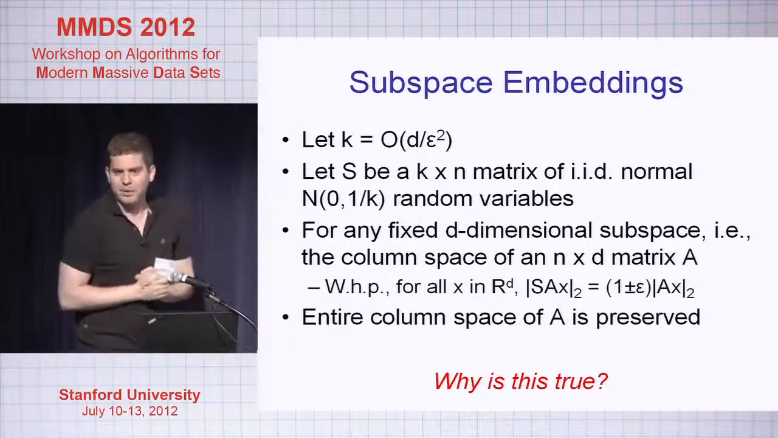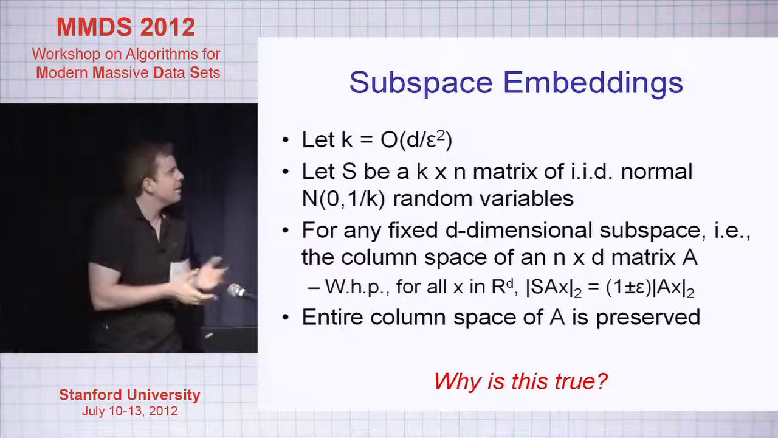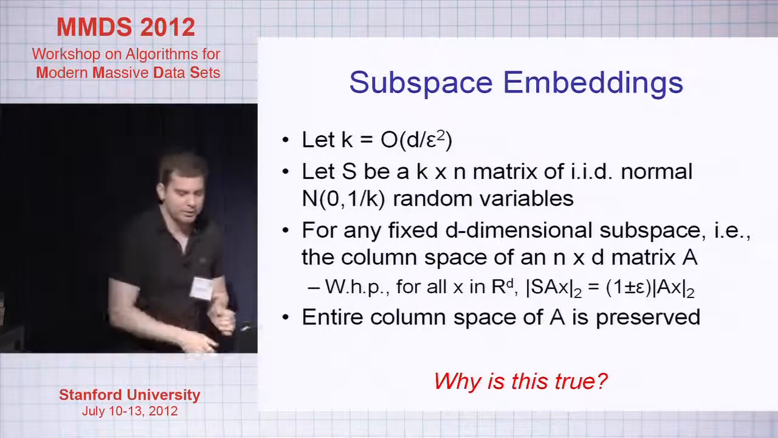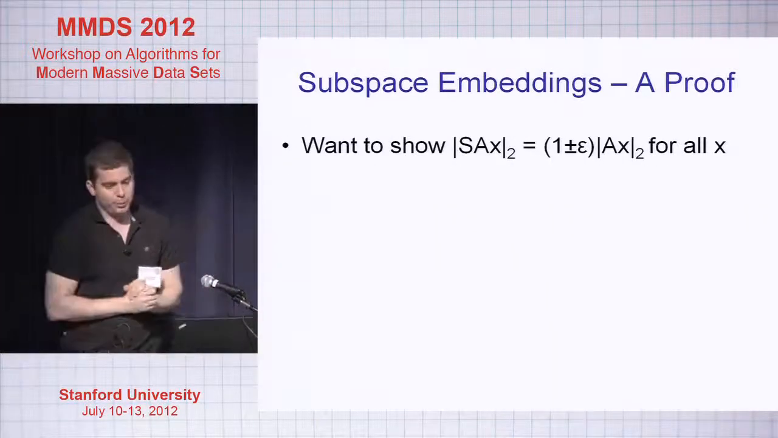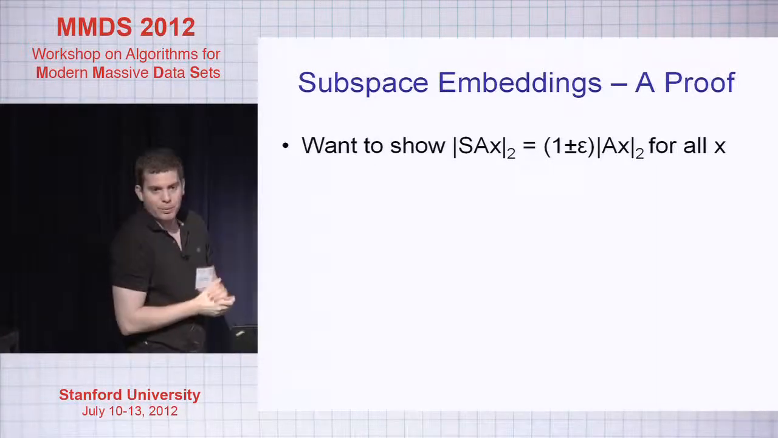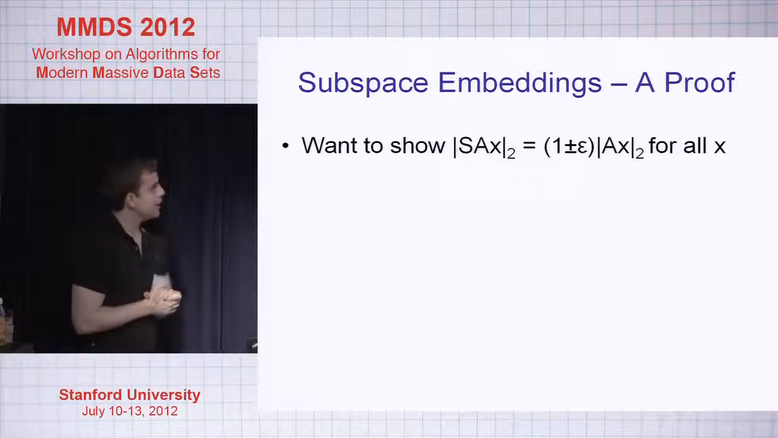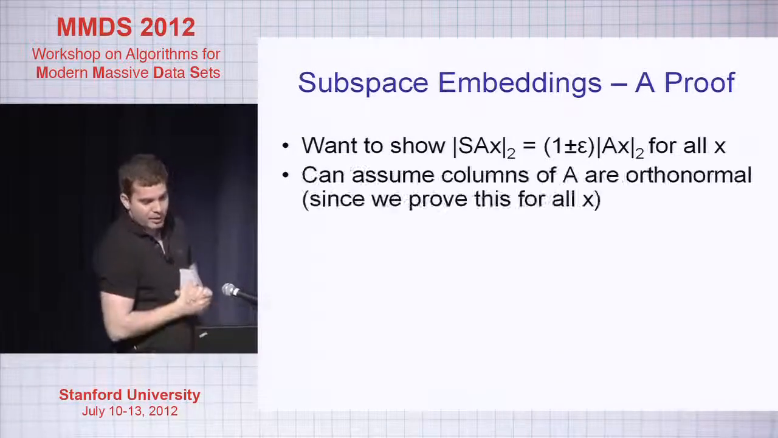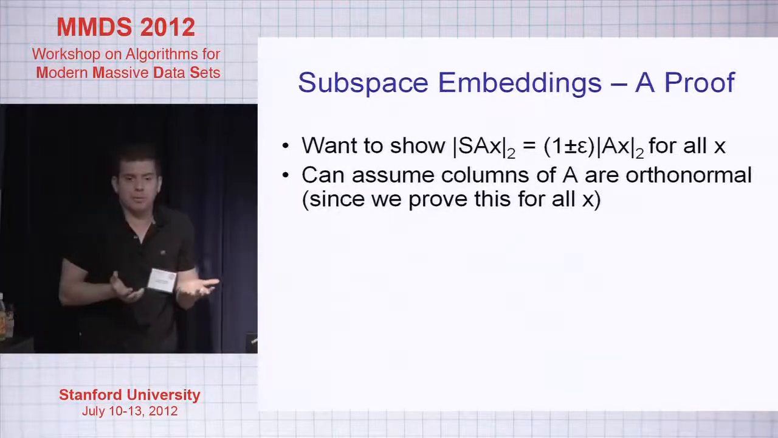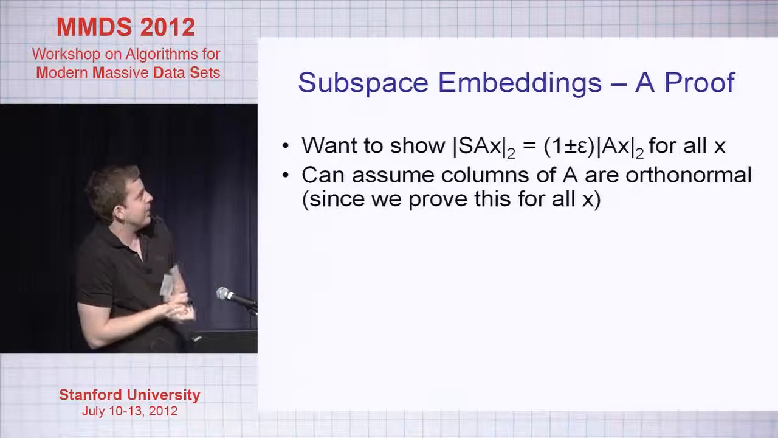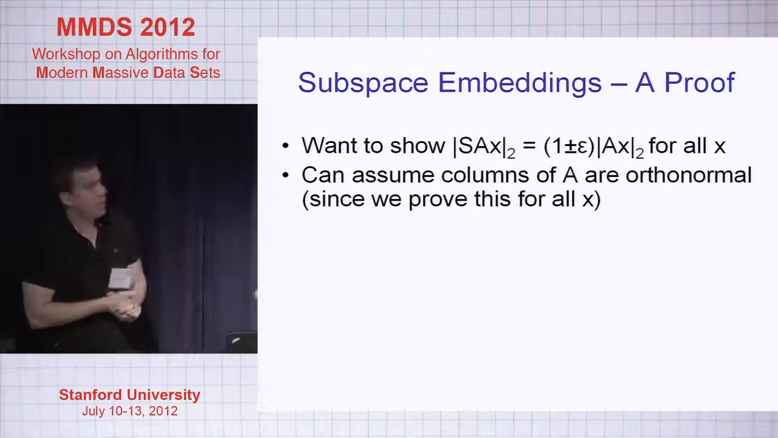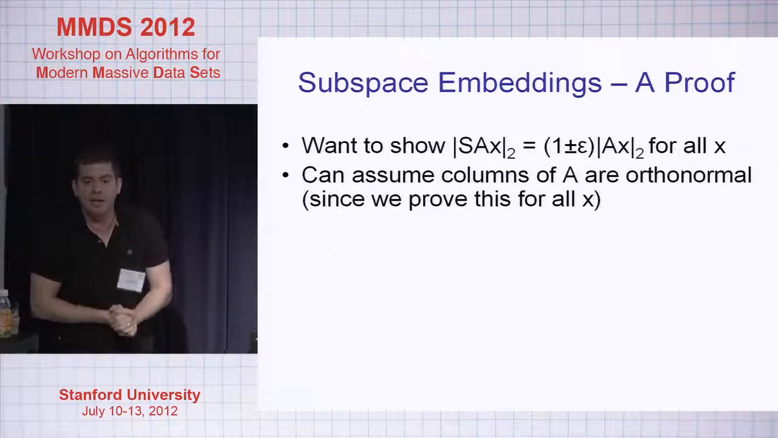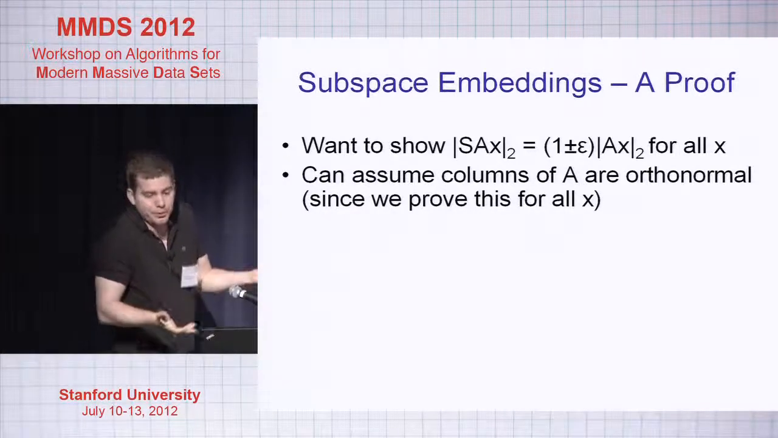Okay, so you might be wondering, why is this true? You would think that maybe this only works for a small number of vectors. So there's a very simple proof for when the matrix consists of normal random variables. We want to show that the length of all vectors in the column space is preserved. We can choose any representation of the matrix that we like, because what we're going to show is that the length of SAx is 1 plus or minus epsilon the length of Ax for all x. So why don't we just choose the representation of A that we like? Let's choose the representation of A so that the columns are orthonormal.